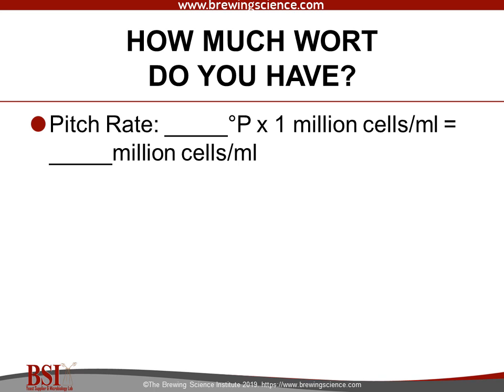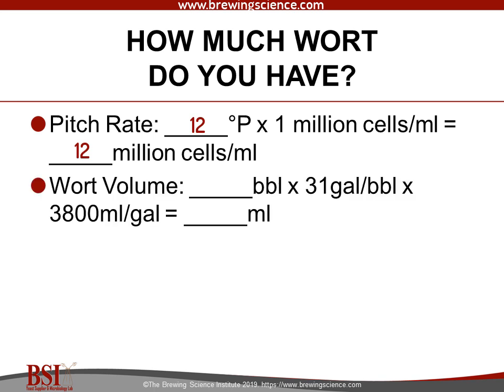In order to find out how many cells are required for your fermentation, let's start with your wort. To figure out your pitch rate, in this example, we'll use the Plato of your wort and multiply it by an industry standard for ales of 1 million cells per milliliter. Now, multiply the Plato of your wort by 1 million cells per milliliter to get your pitching rate of 12 million cells per milliliter. Next, we need to determine the volume of your wort in milliliters.